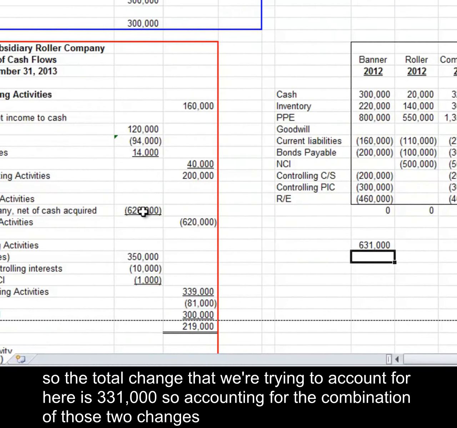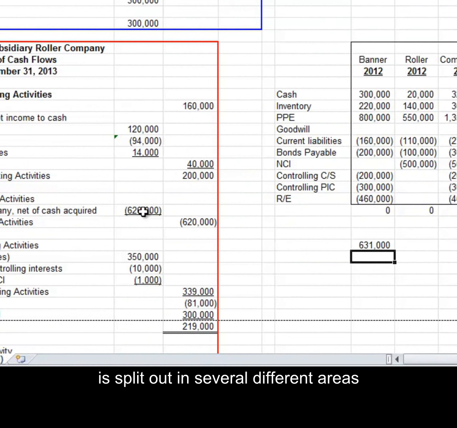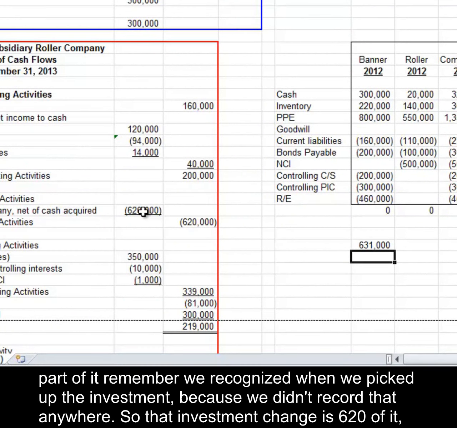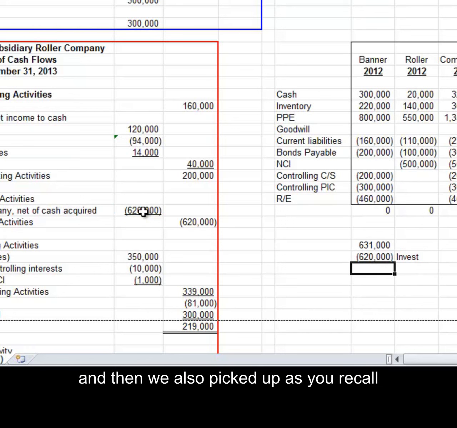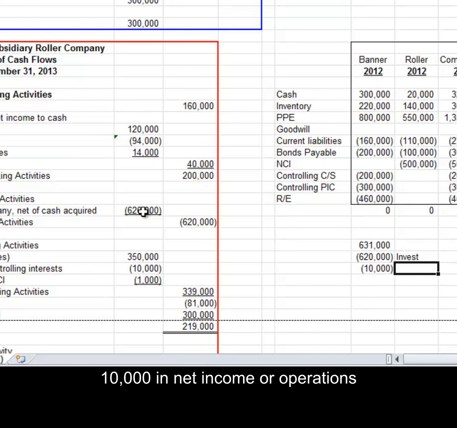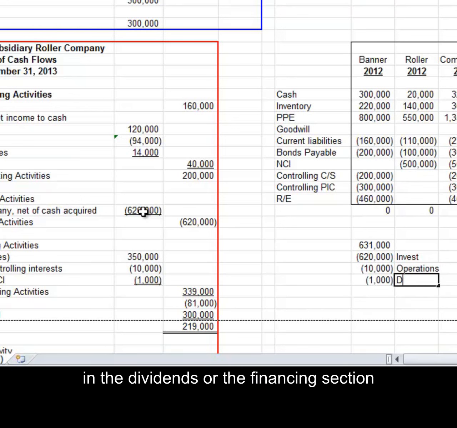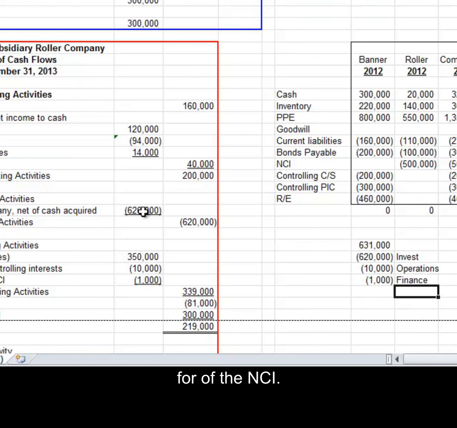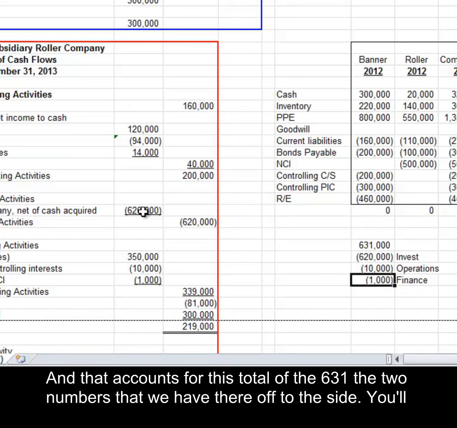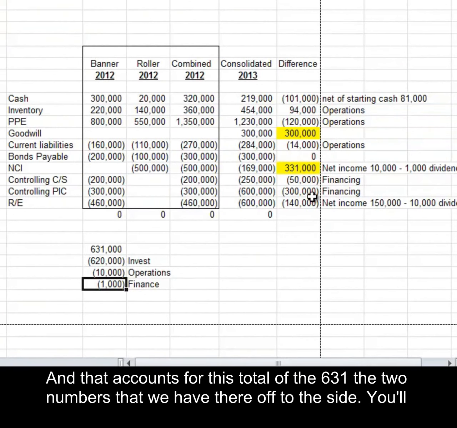So accounting for the combination of those two changes is split out in several different areas. Part of it, remember, we recognized when we picked up the investment because we didn't record that anywhere. So that investment change is 620 of it. And then we also picked up, as you recall, 10,000 in net income or operations. And we also had 1,000 in the dividends or the financing section for the NCI. And that accounts for this total of the 631, the two numbers that we have there off to the side.